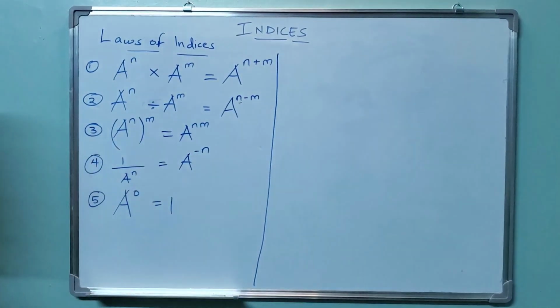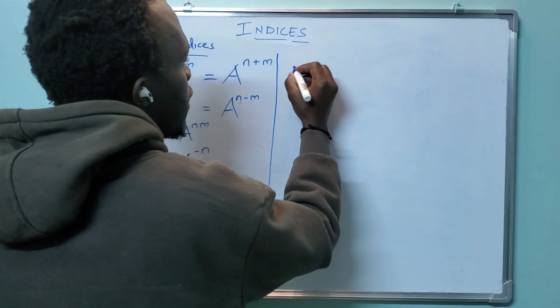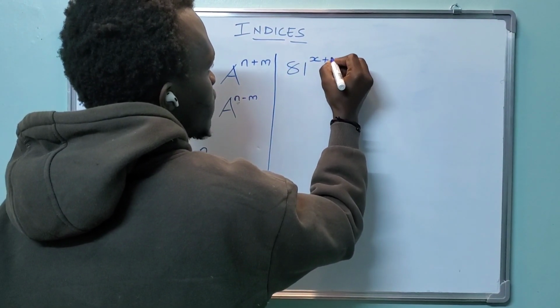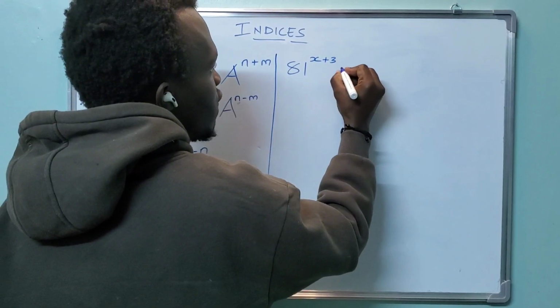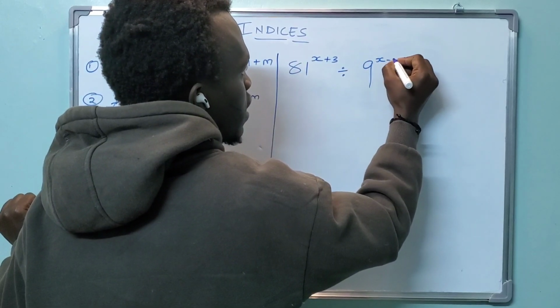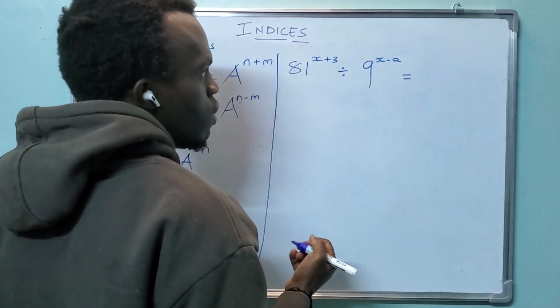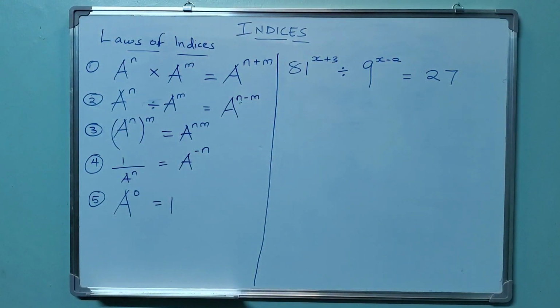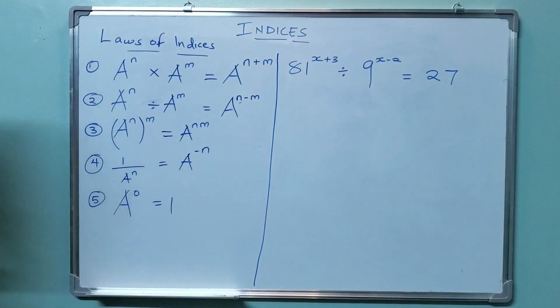So suppose we have a question like 81 raised to power x plus 3, then divided by 9 raised to power x minus 2, being equal to 27. Now let us work out that. The very first thing you have to know is that I have to make 81, 9 and 27 to the same base, which in my case here I'll make base 3, because all of them can be written to base 3.